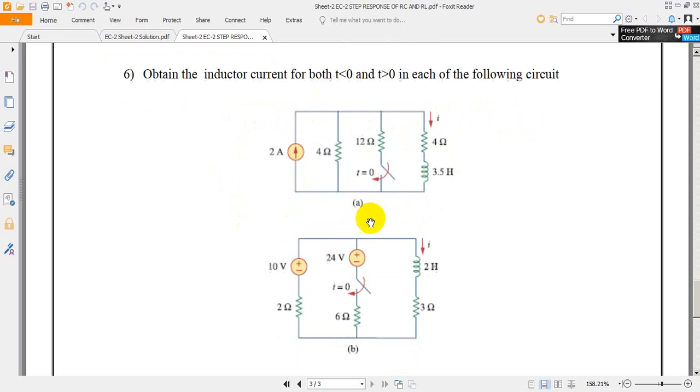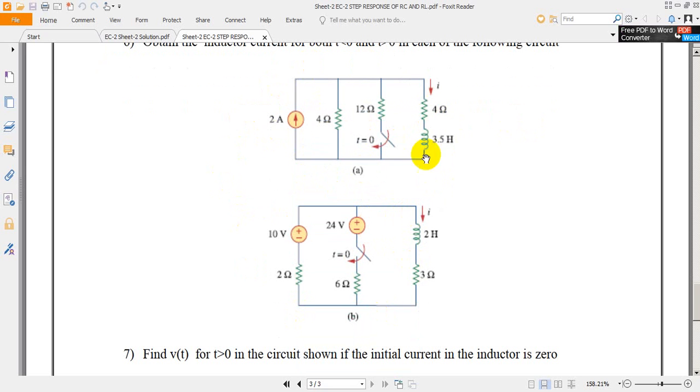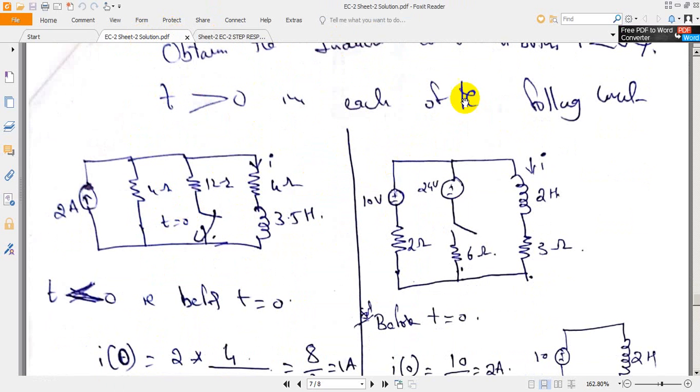We are having one circuit here, we are having another circuit. To start with this circuit, A and B are represented here side by side. Coming to this first circuit, initially this part is open. Power supply is there, 4 ohms, and parallel to that we are having a 4 ohm and an inductor part. We need to identify the current before switching operation. Before switching operation, what is the current through the inductor?